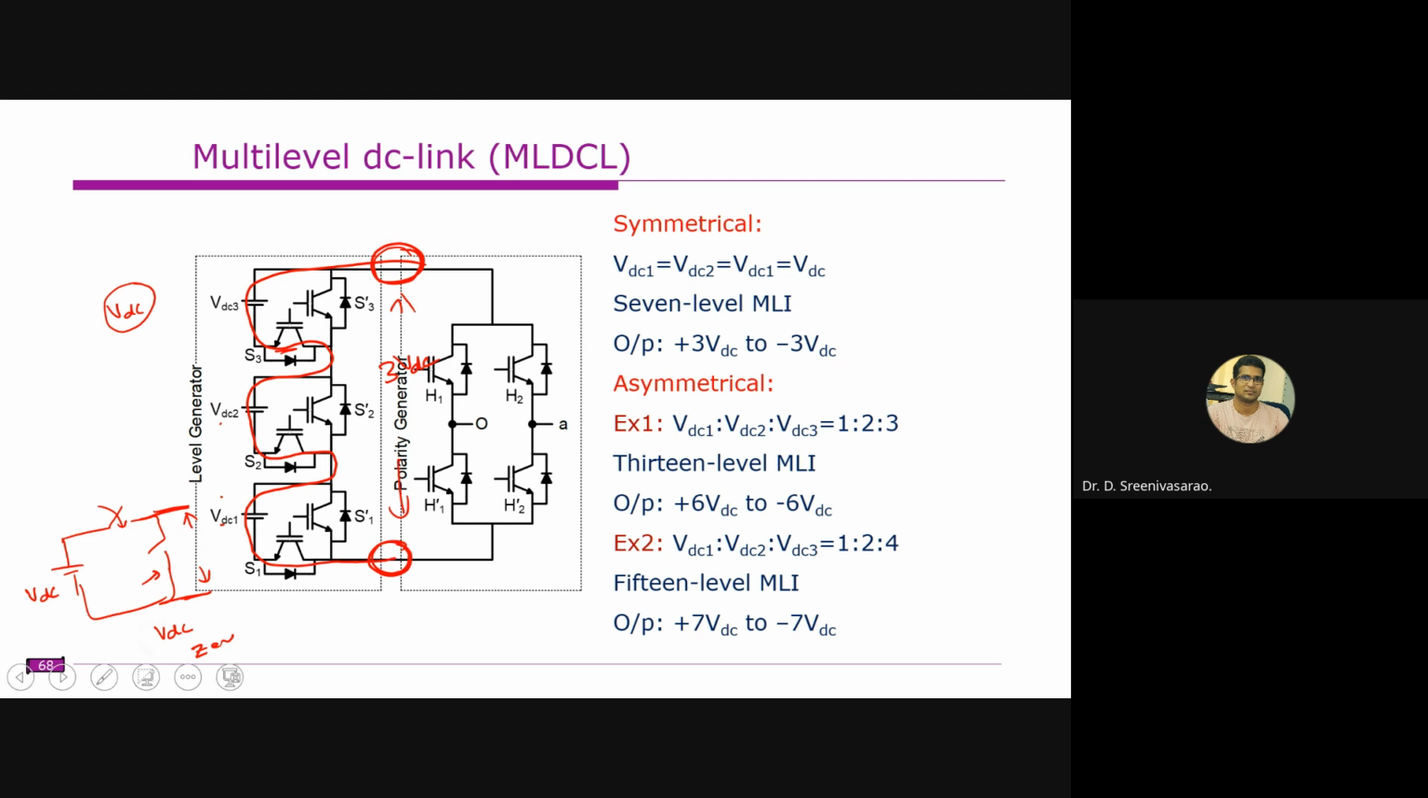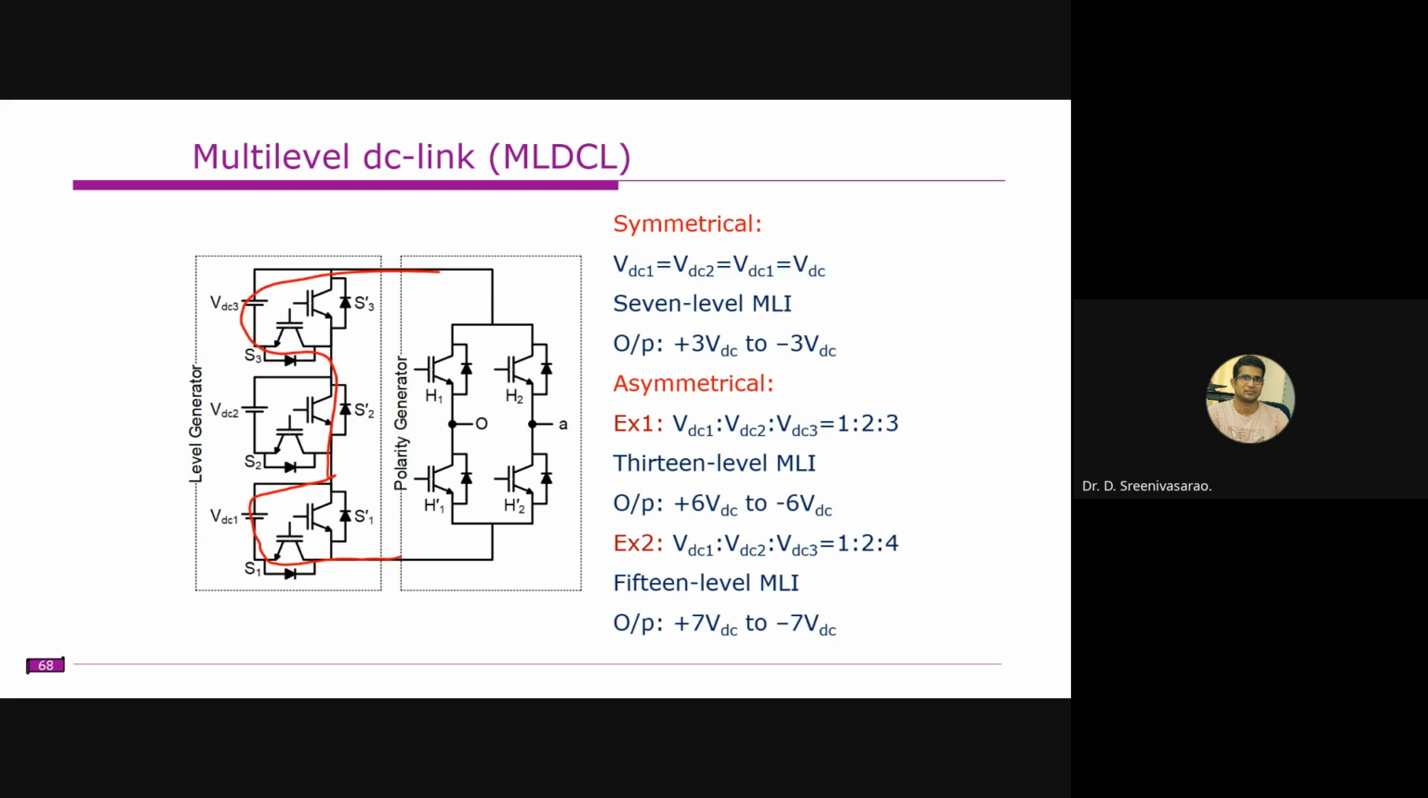Imagine S1, S2, and S3 are on. Similarly, if you require only 2 VDC, you can bypass one of these cells. For example, you start like this and bypass the middle one, so the current will flow like this. Now you will get 2 VDC voltage.